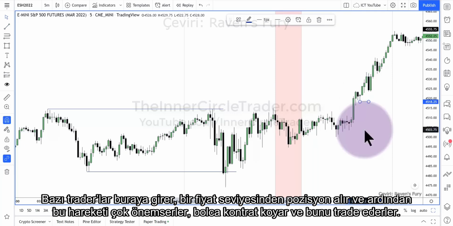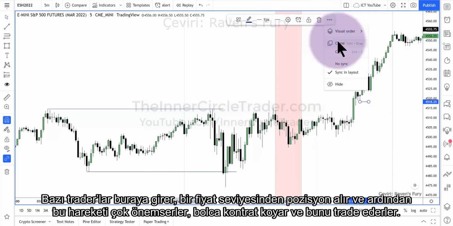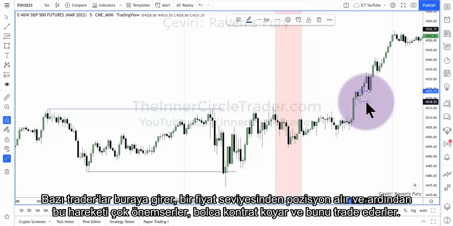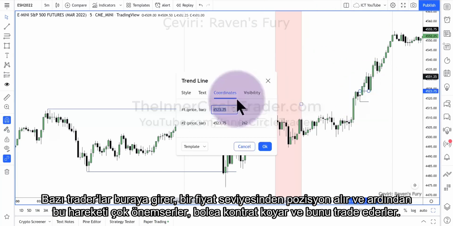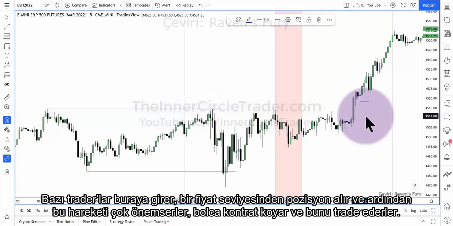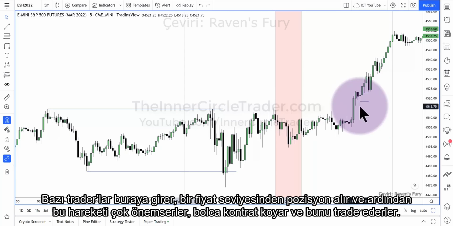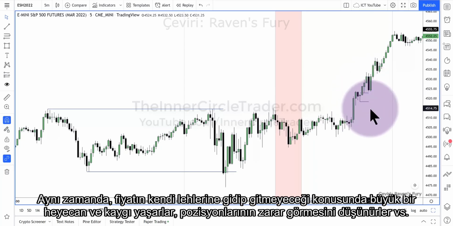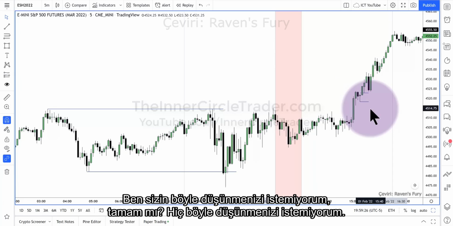You'll see traders that get in at a price like that, and then they make a big attempt to worry about a move like that, and they'll put lots of contracts on and trade this and have a whole lot of hype and anxiety about whether or not it's going to move in their favor and worry about their stop getting hit and all this stuff. And I don't want you thinking like that. Okay, I don't want you thinking like that at all.